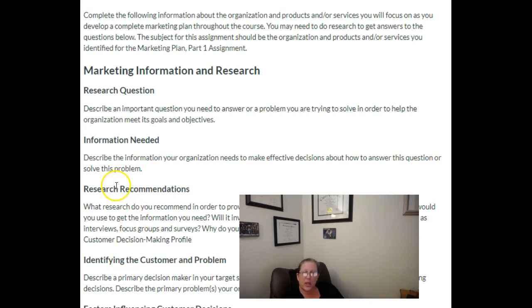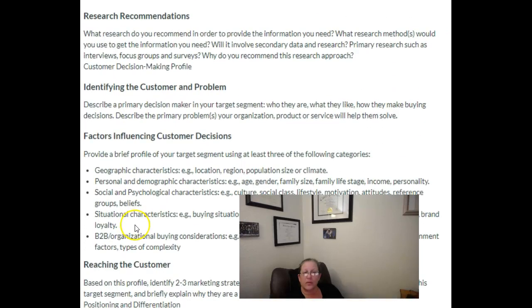The next section is information needed, so you'll describe the information your organization needs to make effective decisions about how to answer this question or solve this problem. And then you'll give some research recommendations. So what do you recommend in order to provide the information you need? What research methods would you use to get the information that you need? Will it involve secondary data or research, primary research such as interviews or focus groups and surveys? And then why do you recommend this research approach?